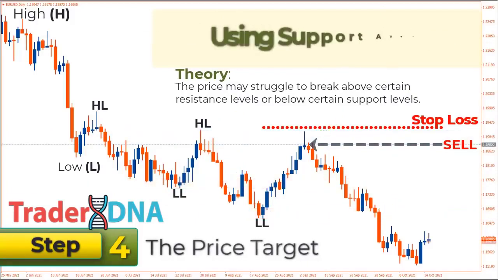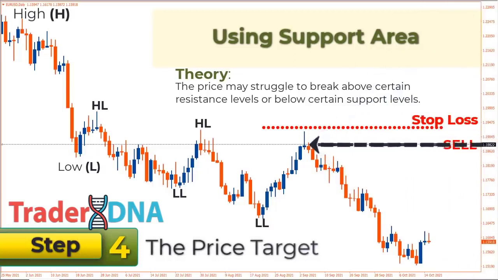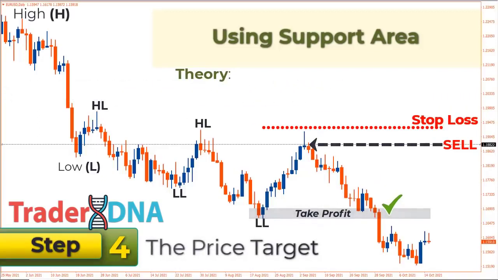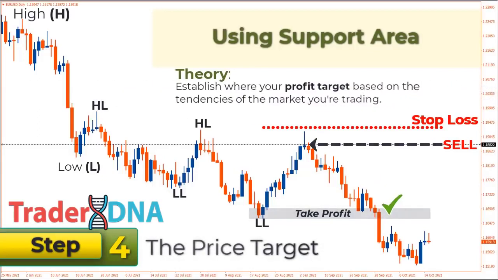Using support area. This chart shows an example of how support area can be used to take profit when you have a short position and the market is moving down in your favor. As you can see, after the trade is entered, the price moves downwards to a level of support. At this point, the price struggles to break below the support level and may even reverse. In this example, you should look to take profit where the price first reaches the level of support. So, establish where your profit target is based on the tendencies of the market you're trading.